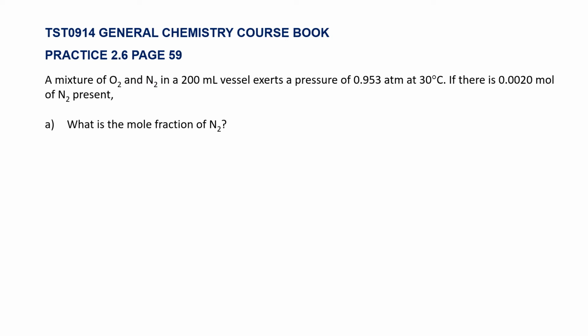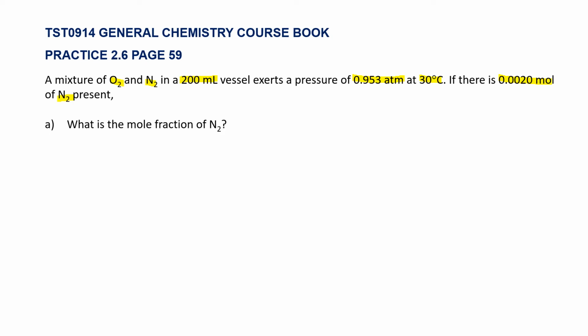The information that we have are the type of gas, O2 and N2, the volume, 200 ml vessel, the P total, 0.953, and the temperature, which is 30 degrees Celsius. We also have the mole of N2 present in the mixture of the gas. Question A asks us to find the mole fraction of N2.